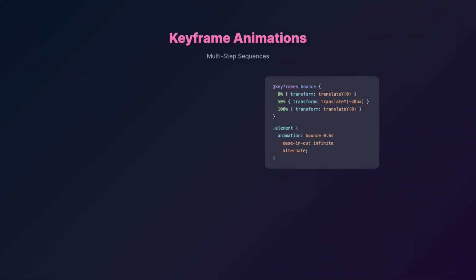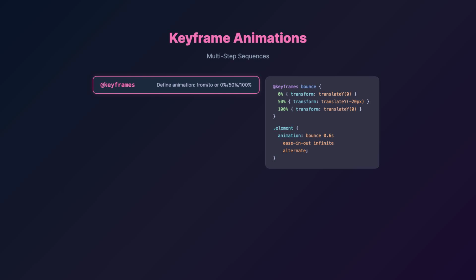Transitions go from A to B. Keyframe animations can go from A to B to C to D and beyond. Define a keyframe animation with @keyframes followed by a name. @keyframes fade-in: from opacity 0 to opacity 1. From is the same as 0%. To is the same as 100%. You can add intermediate steps. Add @keyframes bounce: 0% transform translateY 0, 50% transform translateY -20 pixels, 100% transform translateY 0.